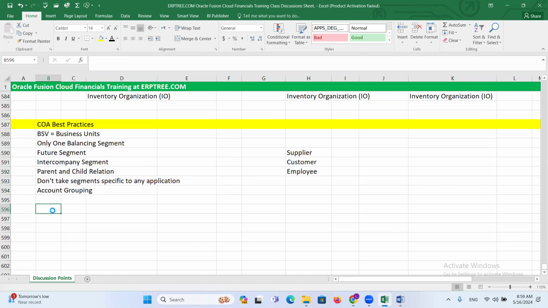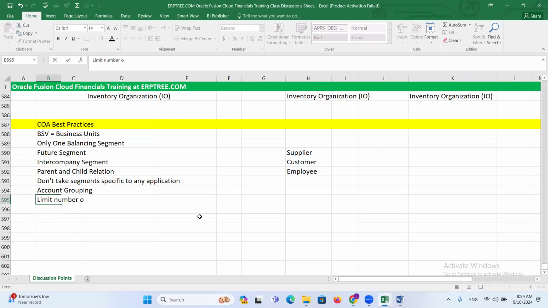Why don't we include limiting the segments to 7 to 10 as a best practice? Yeah, definitely. But in reality, there won't be any need to go with a huge number. Because for suppliers, you don't need to take them into the chart of accounts. Suppliers are already there in the payables, customers already there in the receivables, employees already there in the HCM. Yes, that also you can include. Limit the number of segments.